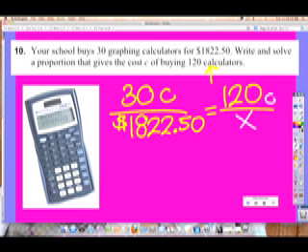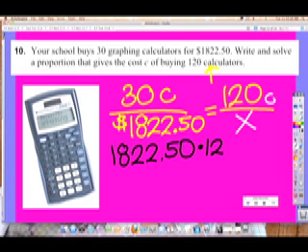Okay, Michaela, will you tell us how you solved this one? What did you do? I multiplied 1,822.50 by 120, and then I divided it by 30. Okay, what did you get for your final answer, Michaela? 7,290. Woo, that's big. Okay, is that 7,290 calculators or $7,290? Dollars, because it goes on the bottom. Don't forget your dollar sign.